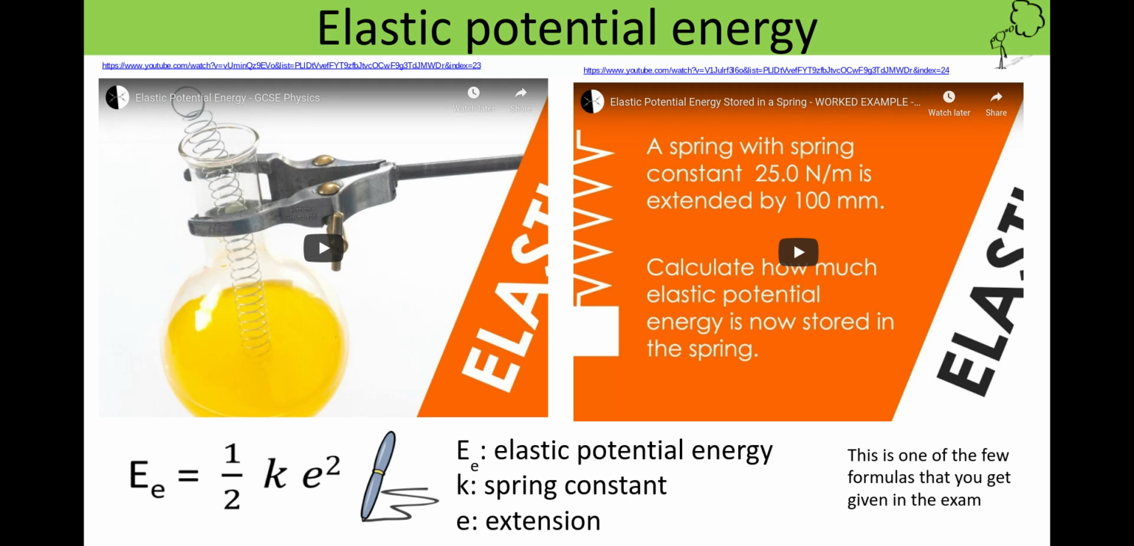So coming to the end of this lesson, you're going to learn about the second of the two stores of energy that today's lesson is on, elastic potential energy. So there are 2 videos on this. The first one introducing what elastic potential energy is, and the second one is showing you how to use the formula to do a calculation.